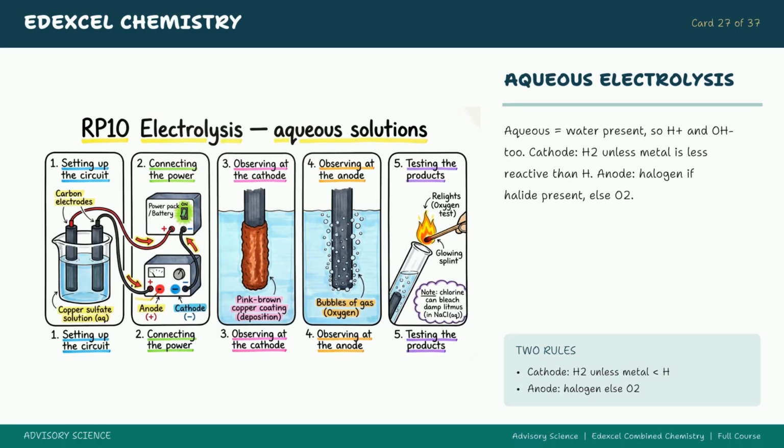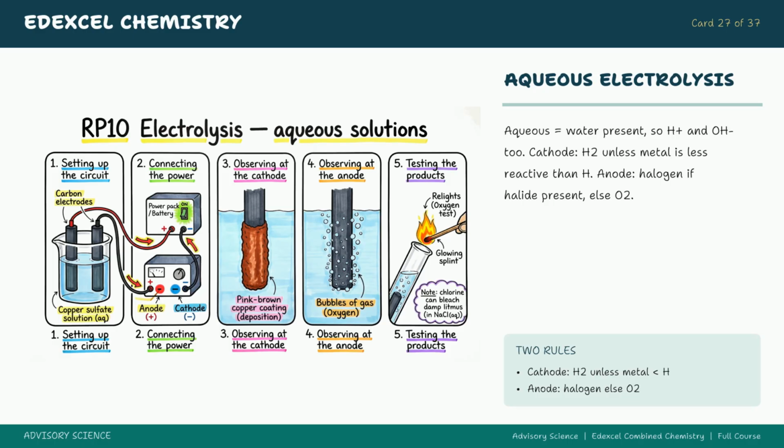Electrolysis of aqueous solutions. Aqueous means dissolved in water, so there are extra ions floating around. Hydrogen ions and hydroxide ions from the water itself. At the cathode, you get positive hydrogen, unless the metal ion is less reactive than hydrogen, in which case the metal forms. At the anode, you get the halogen if a halide is present, otherwise you get oxygen.